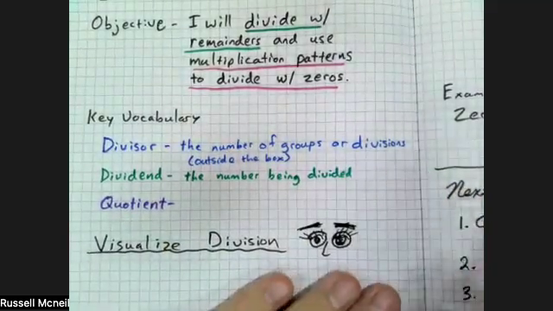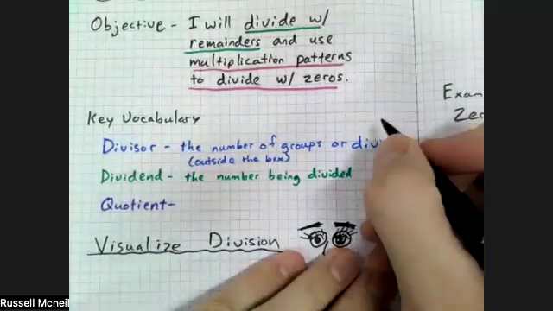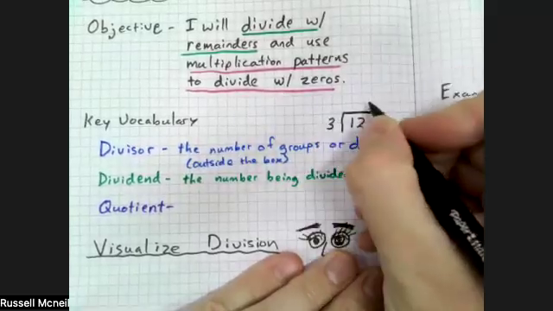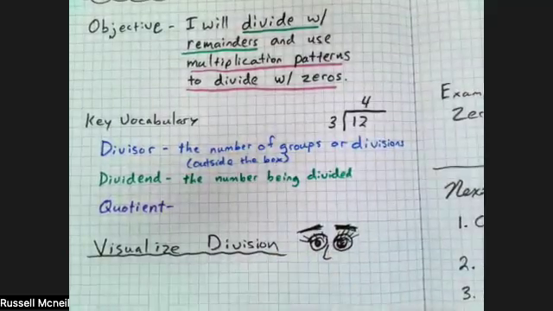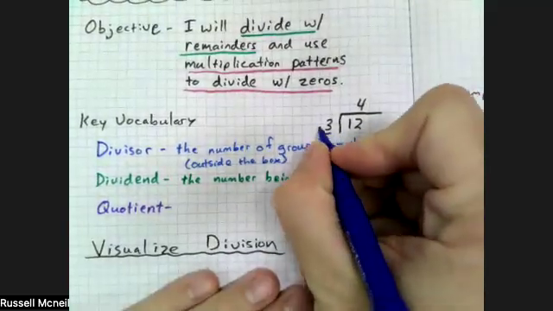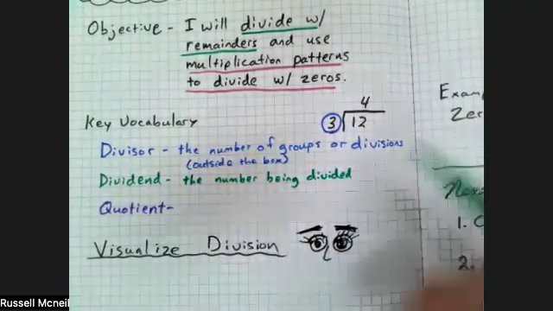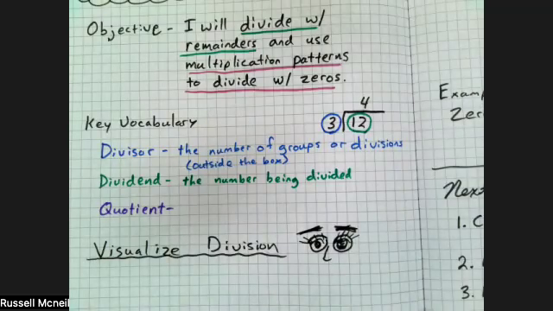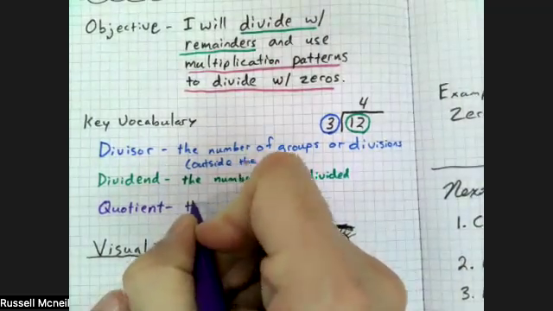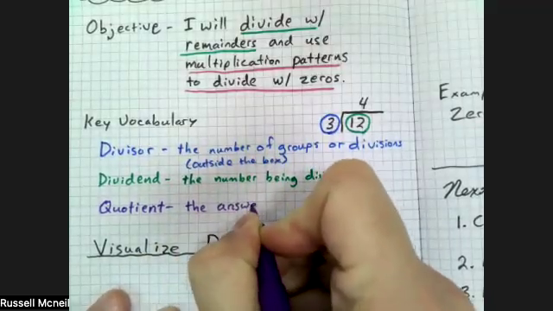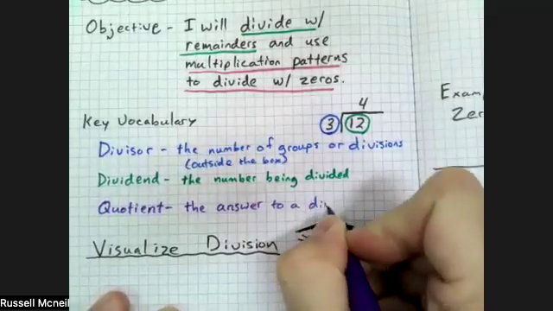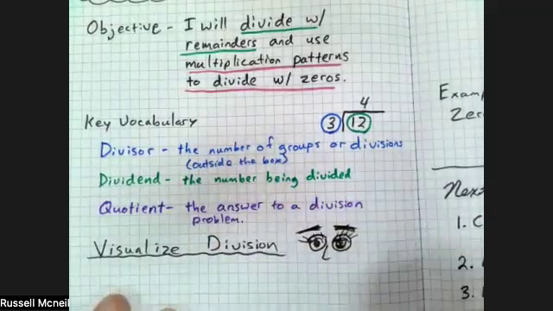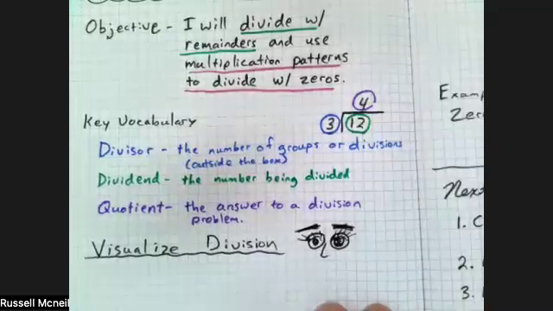So if we have our division problem, let's make it something real easy. Our division problem here is 12 divided by 3 equals 4. Our divisor, our outside the box, is our 3. Our dividend inside the box is 12. And the last bit is our quotient, and this is quite simply the answer to a division problem. And that's going to be right here, the top, the answer.